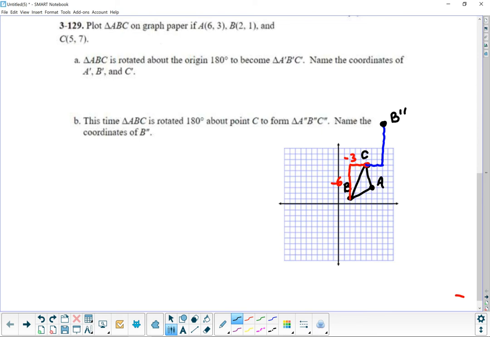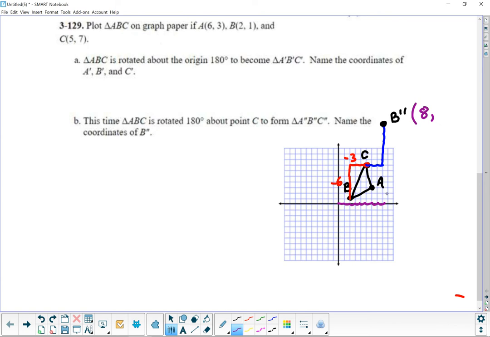So I know that up to this point right here, I'm going to use purple. Up to point C, it'd be 1, 2, 3, 4, 5. I have to go 3 more. So 6, 7, 8. So I know this point B double prime is going to have an X value of +8.